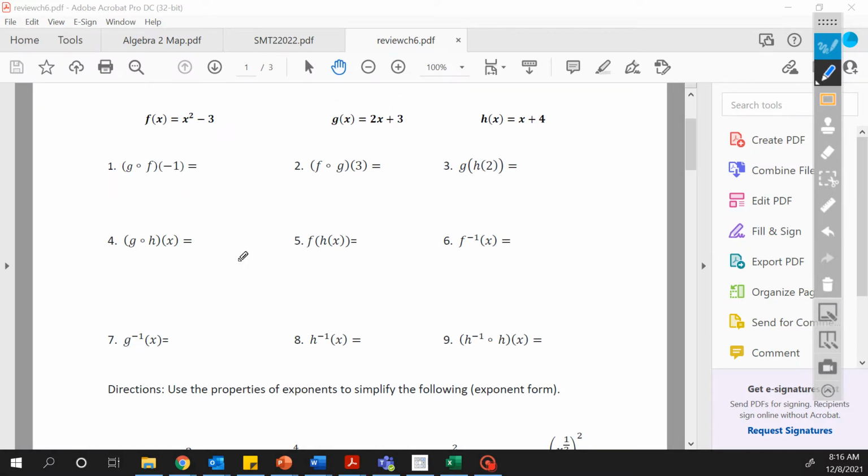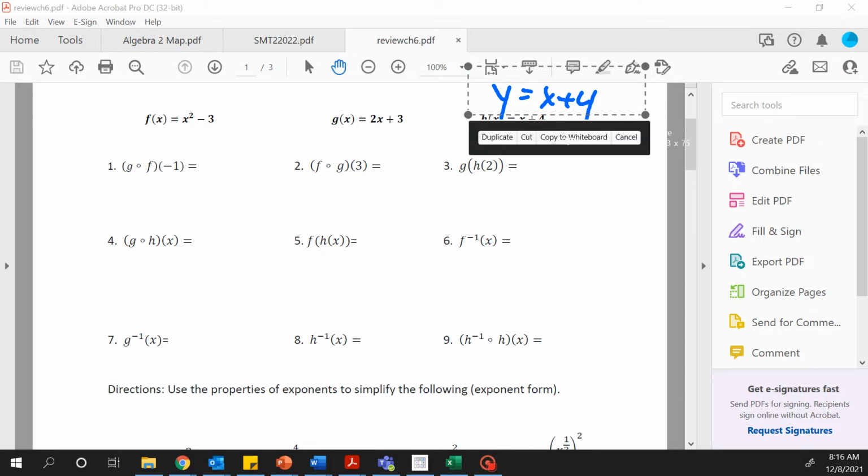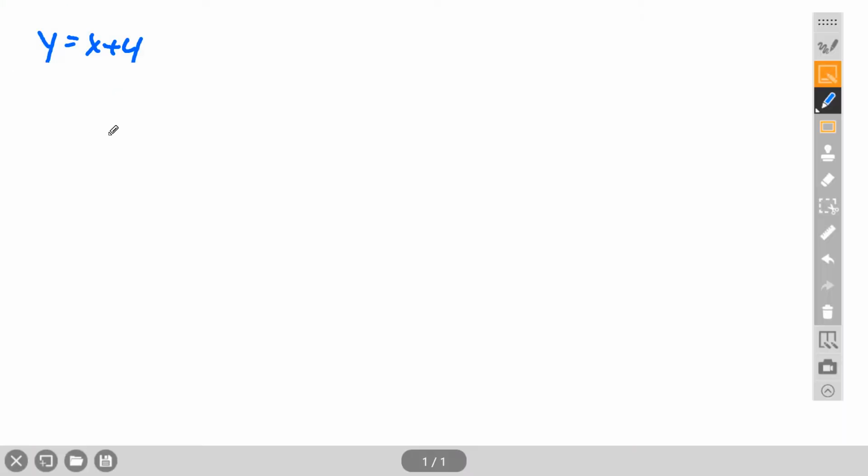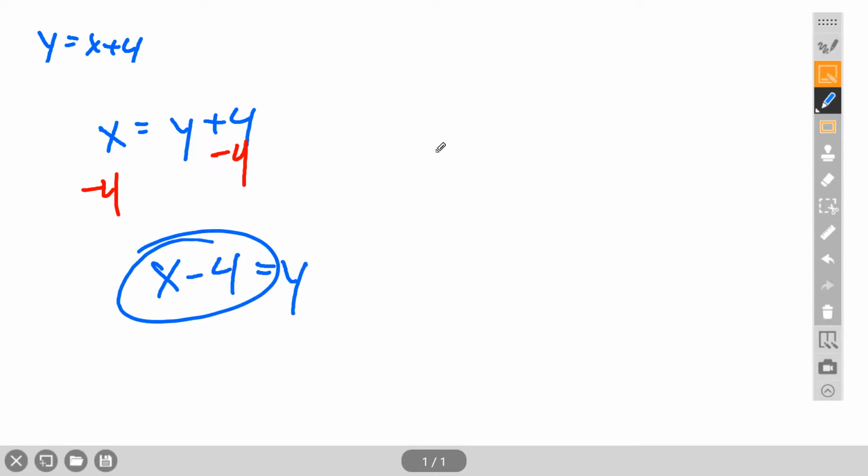For the h function, h inverse of x, which is x plus 4, this one's pretty easy. We switch the input and the output, so x equals y plus 4, and then we solve this for y again, which is the output. So x minus 4 is our inverse function for h. So h inverse of x is x minus 4.